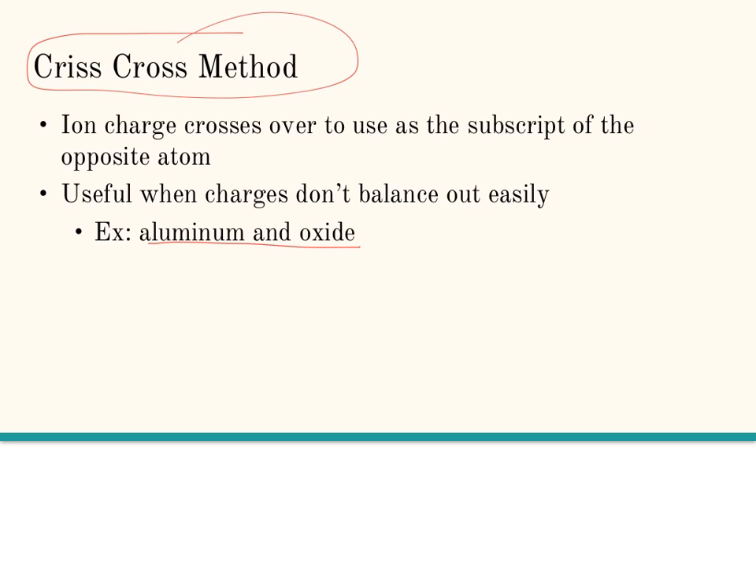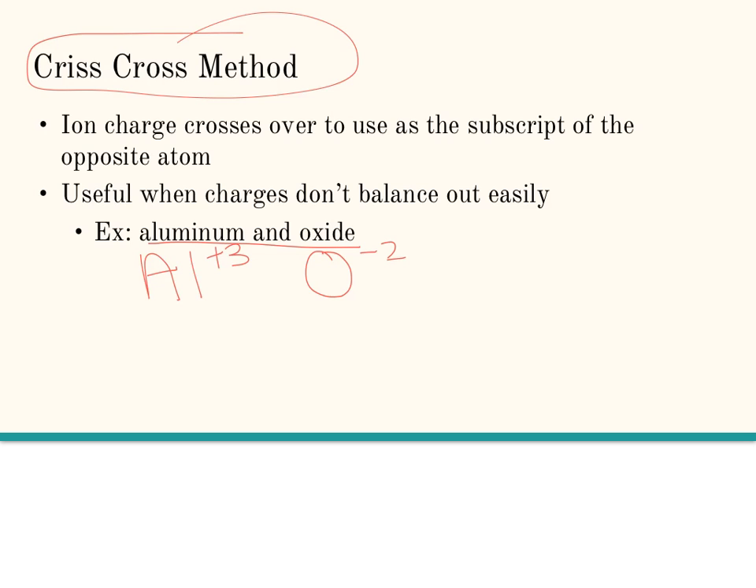So if we were going to write the formula for the combination of aluminum and oxide, again, we're going to start the same way. If I look up aluminum, I see that aluminum has a symbol of Al, the charge is plus 3. Oxide is O, minus 2. Okay, and when I go to try to figure out the formula for this, having a plus 3 charge and a minus 2 charge can be a little tricky.